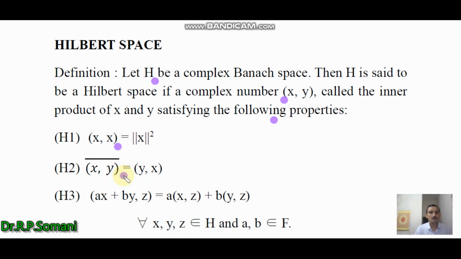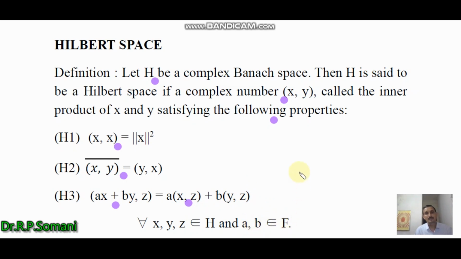Conjugate of xy equal to yx. And the third one, that ax plus by comma z equal to axz plus byz, for all x, y, z belonging to H and a, b belonging to F.